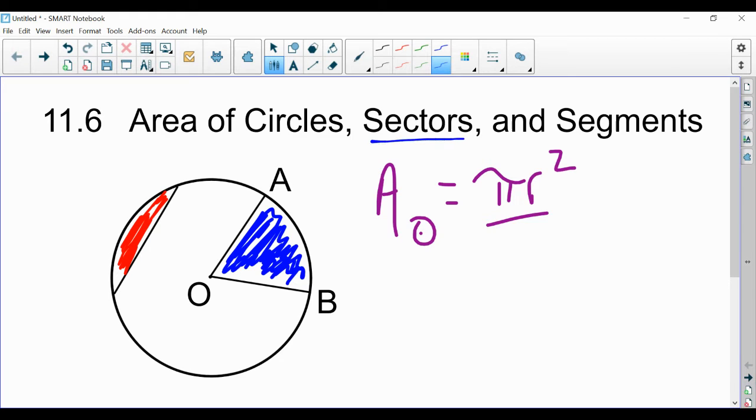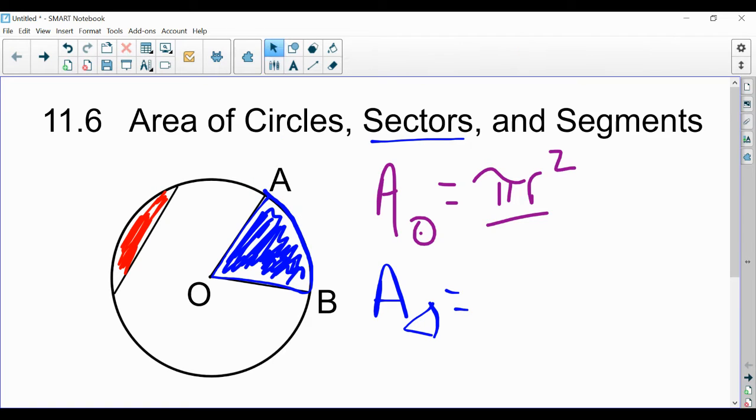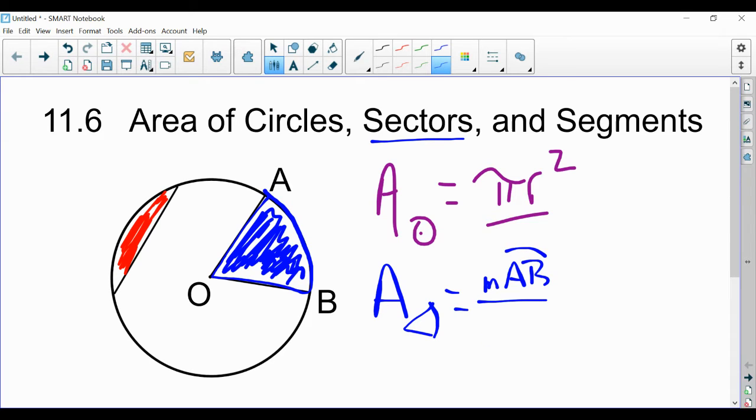The first is the sector. The sector is the slice of pie that is encompassed by the arc AB and the two radii AO and BO. My formula for the area of a sector is similar to when we saw the length of an arc, where it's the fraction of the circle times the circumference. Well, here it's the same thing. It's the fraction of the circle, so the measure of the arc over 360, because that's the whole circle, times the area of the circle. So how much of the circle do we have? Measure of the arc over 360 times the actual area of the circle.